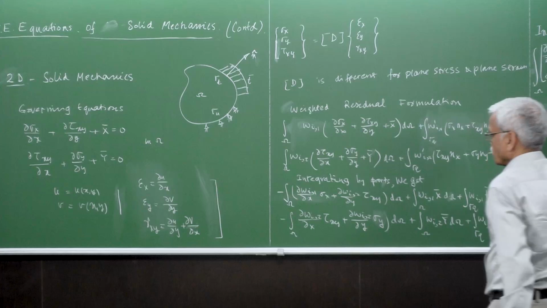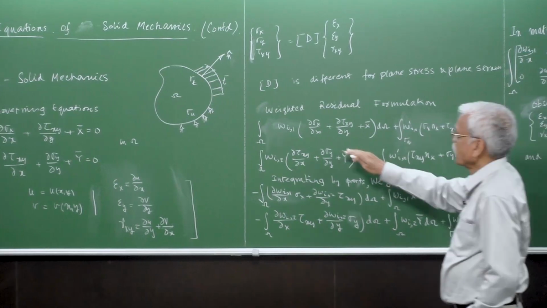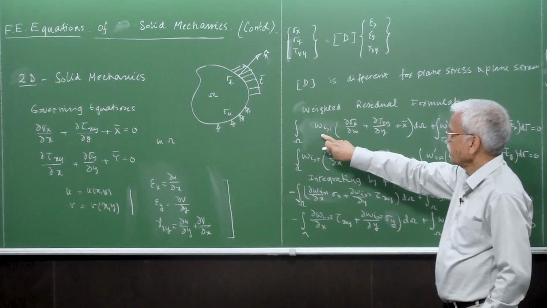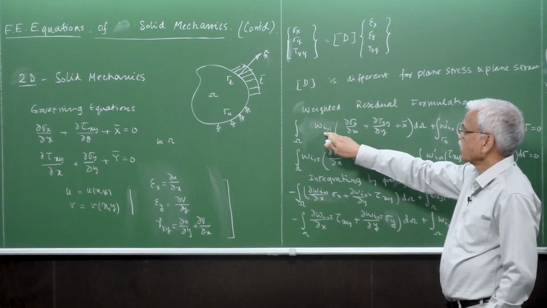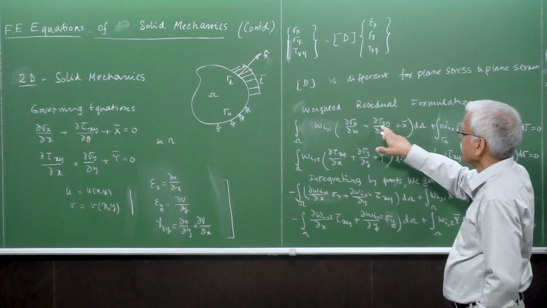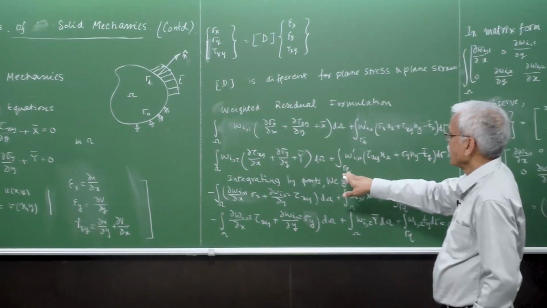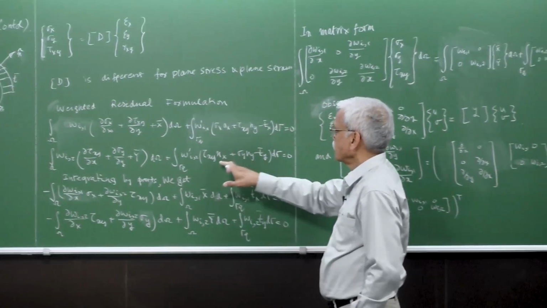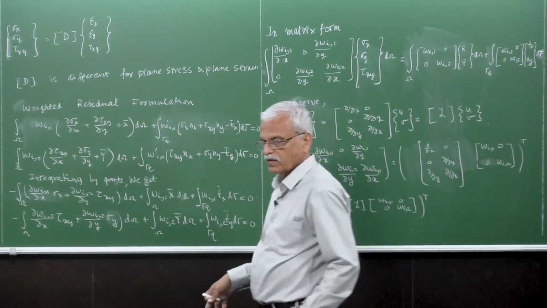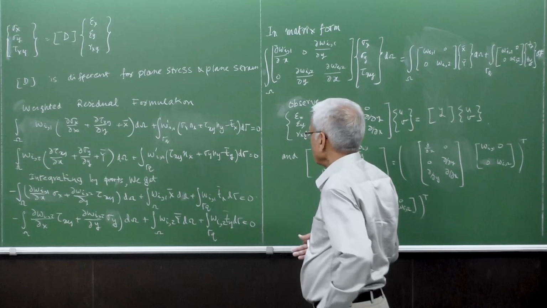Going through the same procedure, I just did not write two steps here. One is integrating by parts. Then you will have terms like wi comma 1 sigma x nx plus wi comma 1 tau xy ny, and that gets cancelled with the term here, leaving only Tx and Ty. This we have seen in the case of heat conduction, and I also showed it yesterday to some extent.